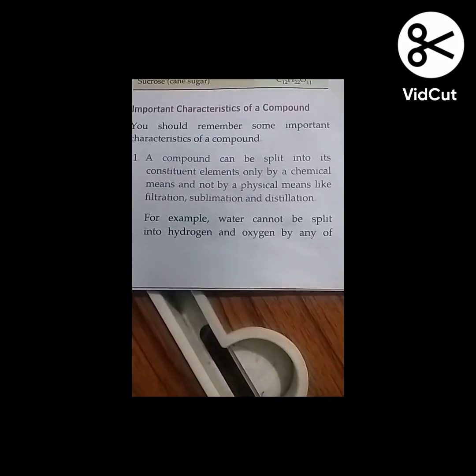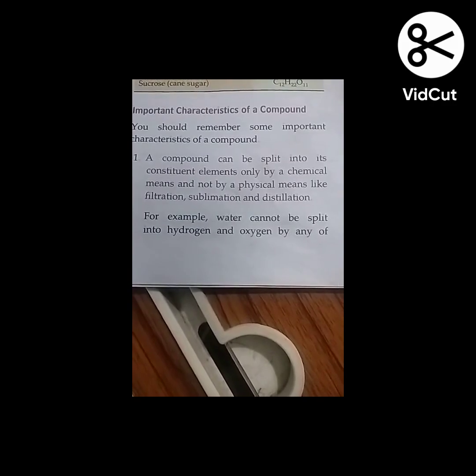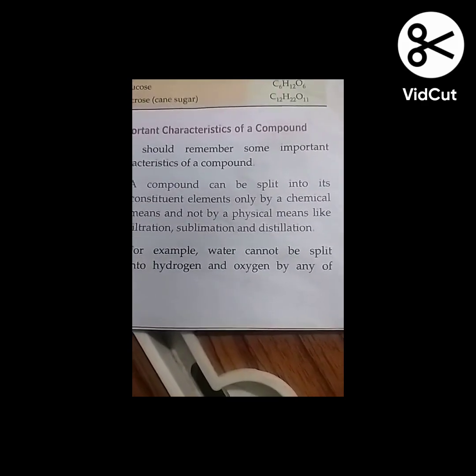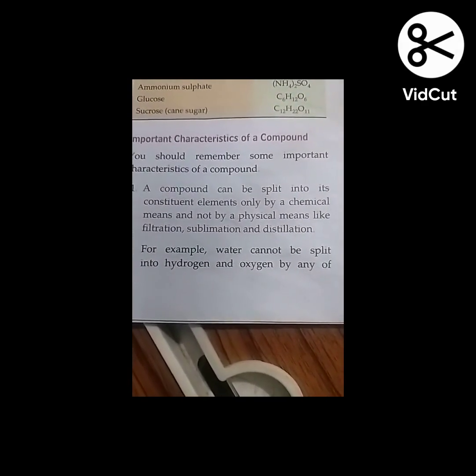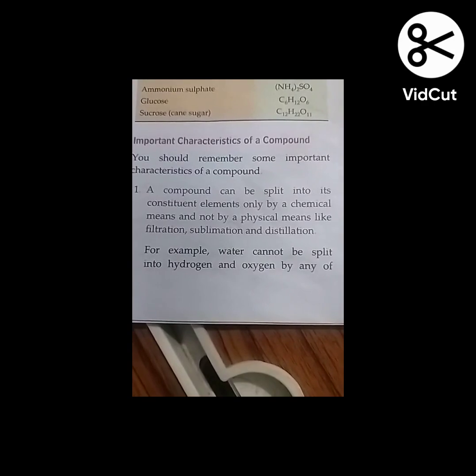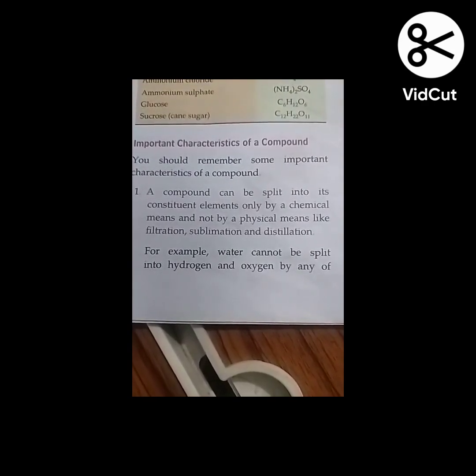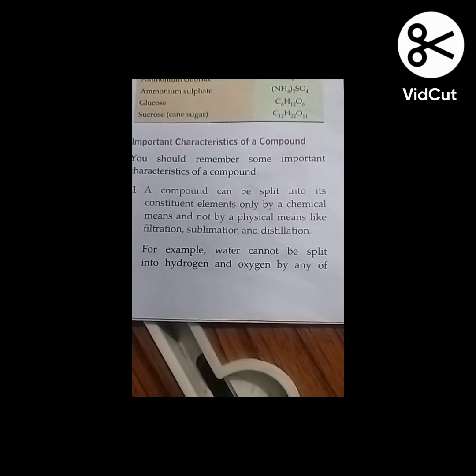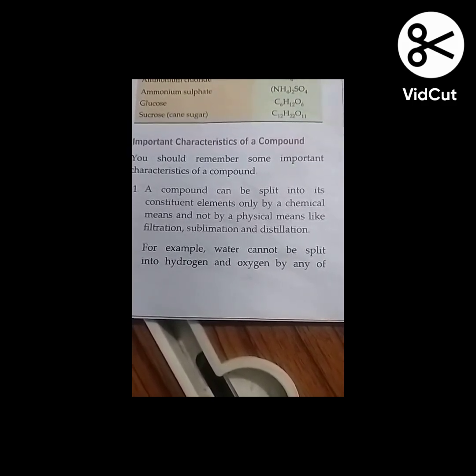Water cannot be split into hydrogen and oxygen by any of the physical means, like filtration, sublimation, and distillation. But a compound can be split by chemical means like electrolysis. Hydrogen can be obtained from water by the chemical action of an active metal like sodium on water.